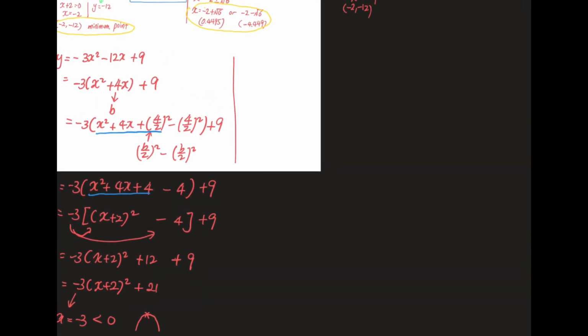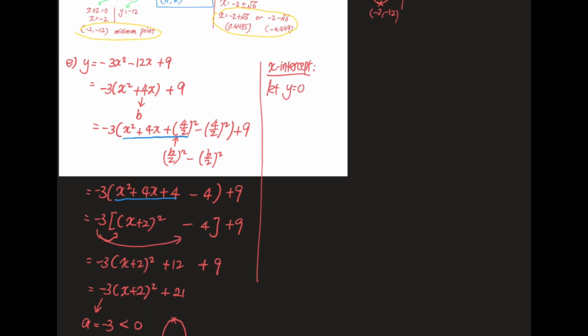Now the next step is we have to find out the x-intercept. So I draw a line and do it here. X-intercept. So we let y equal to 0. And we substitute 0 over here. And then we have to solve the equation. So substitute 0 here. Then we get 0 equal to minus 3x squared minus 12x plus 9.